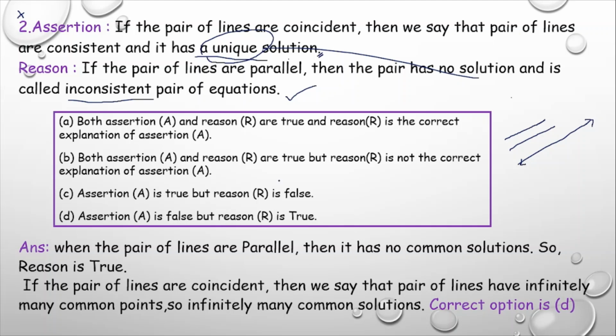So the assertion is false means we'll go for option D. No need to check. In case the reason is false, you need not check the assertion. But when the assertion is false, you would already have checked the reason.